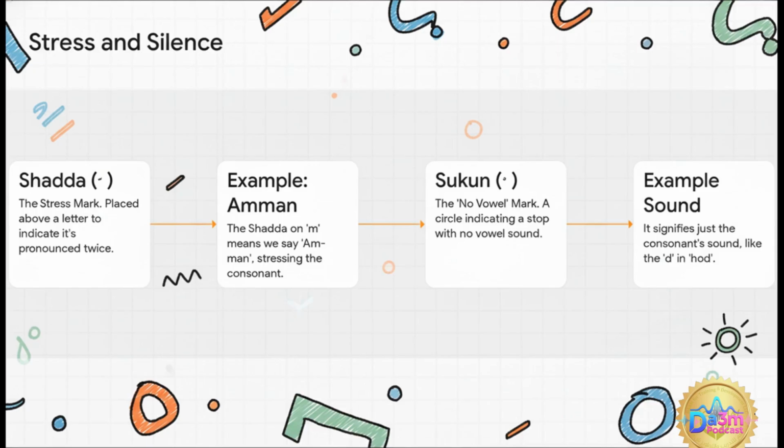First, you've got the shadda. It looks like a tiny little W. When you see a shadda over a letter, you just double down on that consonant. You add stress. Take the word Amman, the capital of Jordan. The shadda is on the M, so we don't say Aman, we say Amman, hitting that M twice. Then you have the sukoon, this little circle. Think of it as a stop sign. It means no vowel here. You just pronounce the consonant sound, and that's it. It creates a really clean break in a syllable.